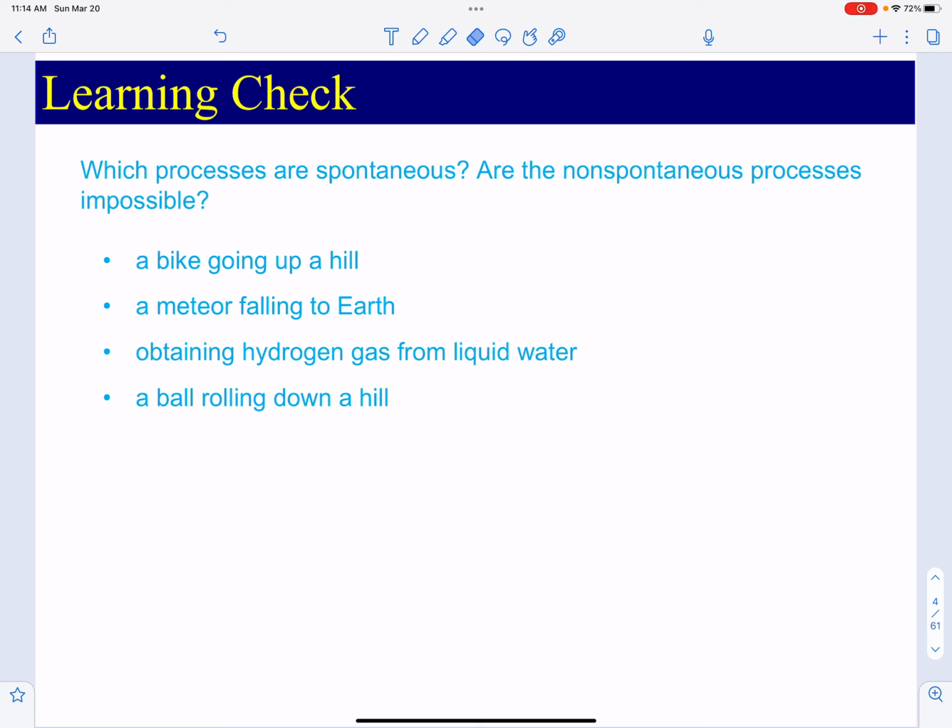A ball rolling down a hill, similar to the meteor, right? Based on the gravity that this planet has, a ball rolling down a hill with nothing obstructing it will happen on its own once it begins to go. So we can say then that this is not spontaneous, spontaneous, not spontaneous, and spontaneous. So you got a pretty good idea what spontaneous means. That's all we're doing here, defining the meaning of the word spontaneous. So how can that apply to chemical and physical processes then?